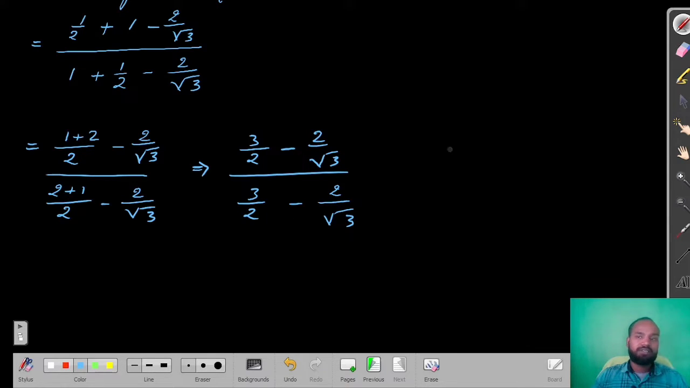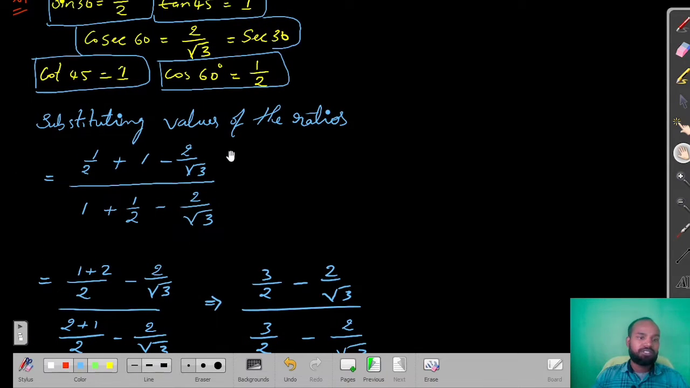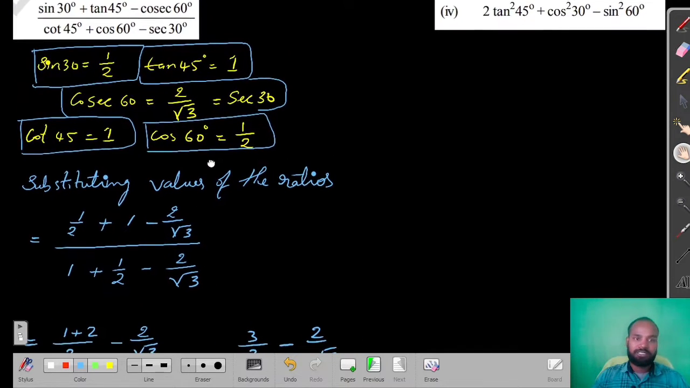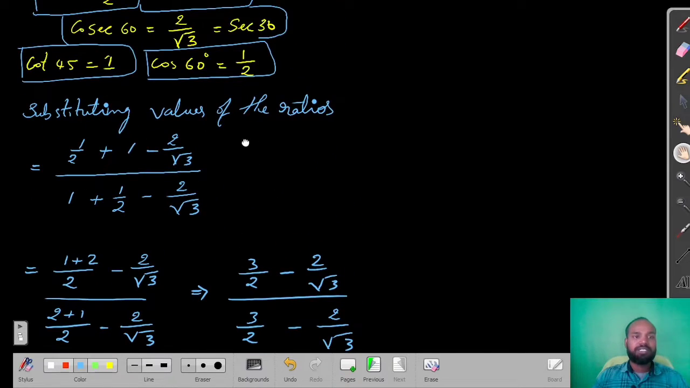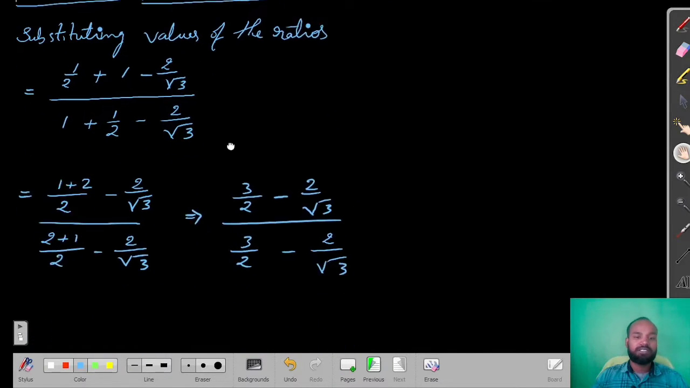Is anything wrong here? See once, check it. We are getting the value as 0. Yes, everything is fine, right? Cos 60 is 1 by 2, cot 45 is 1. Both are fine, the symbols are fine too.